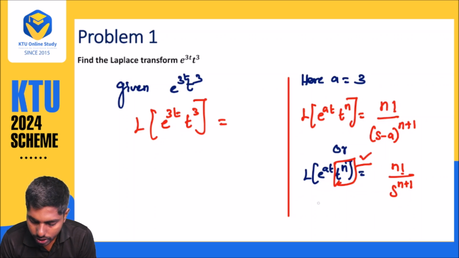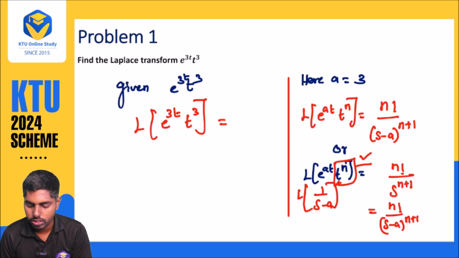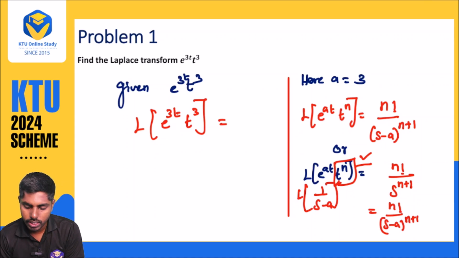e^(at) is nothing but x minus a. That is, L of e^(at) is x minus a. In place of x, you write x minus a. So it will become n factorial divided by (x minus a) to the power n plus 1. Either way, you just understand: in place of x, write x minus a. That's the thing.